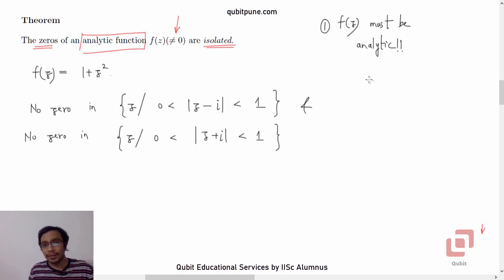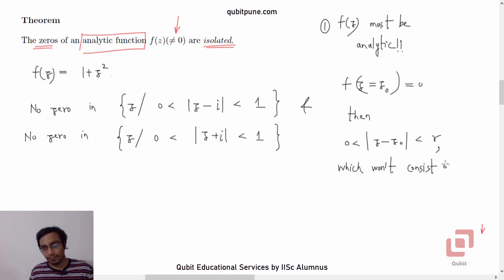What does it mean? It means that if z equal to z0 is a 0, then you can actually come up with a neighborhood which will not include any other zero. So it by definition isolates that particular zero.